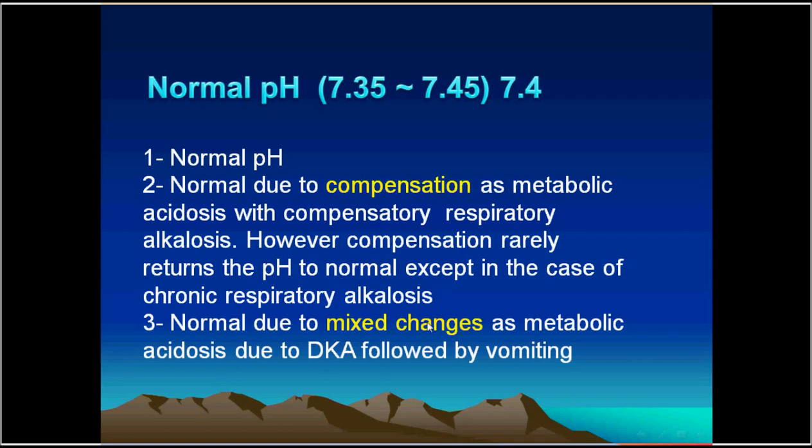Or it may be due to mixed changes. A patient with diabetic ketoacidosis is acidotic, but at the same time started to vomit, so there is retention of bicarbonate. So when you look at the pH, it is normal, but it is due to two pathologies. One is high anion gap ketoacidosis, and in addition to this, normal anion gap alkalosis due to vomiting. This is important.